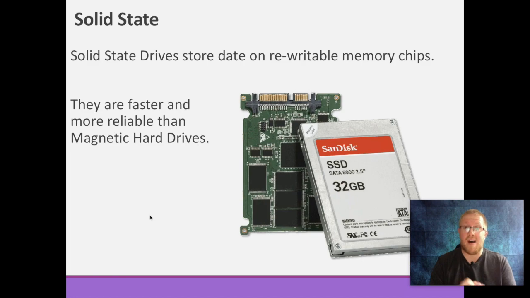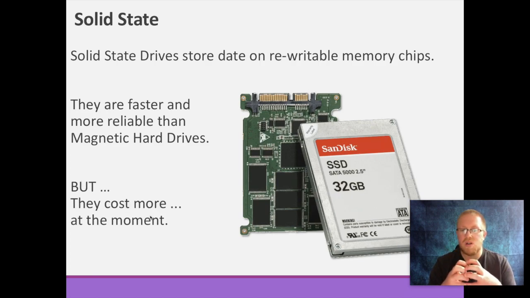Because there are no moving parts, it's faster than a magnetic hard drive, and it's more reliable than a magnetic hard drive. If you drop a magnetic hard drive, it's going to stop working. If you drop a solid state, there is less chance of it not working. However, because it's lots of solid chips on a board, they are more costly than a magnetic hard drive at the moment. We are seeing that coming down more and more. So there we have the three main types of backing storage: magnetic, optical, and solid state.